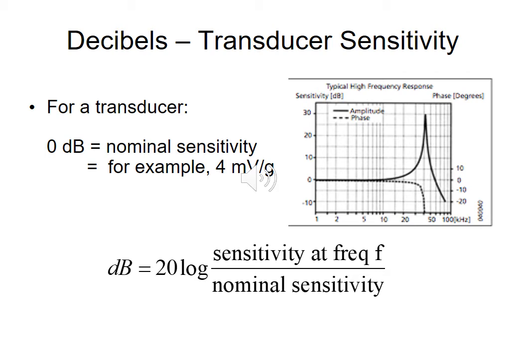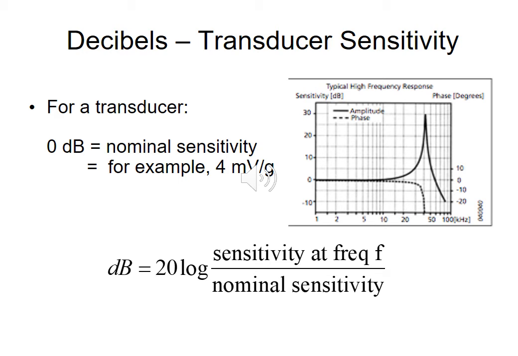So using decibels to describe the sensitivity of a transducer, you can hopefully see that if our nominal sensitivity for the sensor is 4 millivolts per G, and we have an actual sensitivity at, say, 1 kilohertz of 4 millivolts per G, then 4 over 4 is 1, and log 10 of 1 is 0, so we get 0 dB. So if the sensitivity is completely flat across the entire frequency range, we essentially have a straight line along the frequency range at 0 dB.